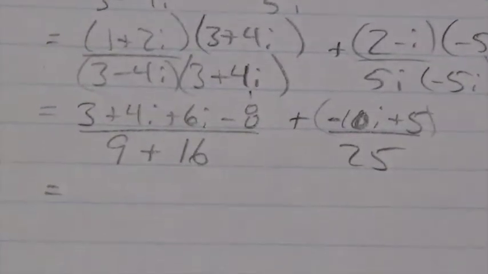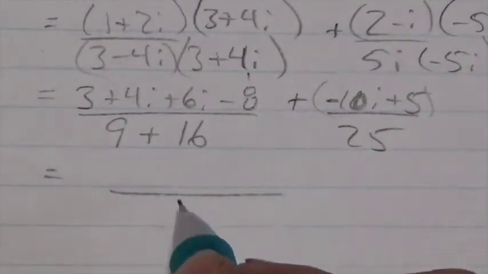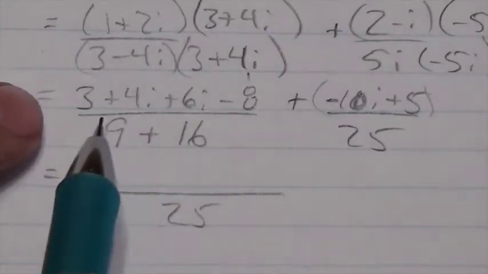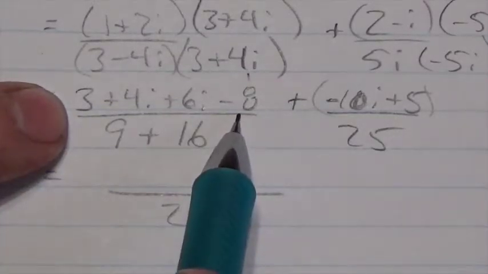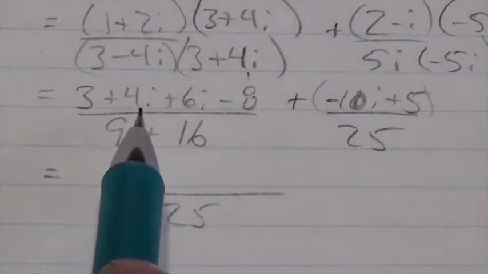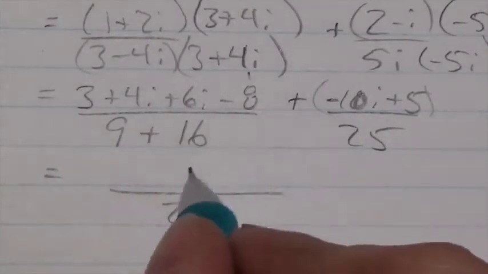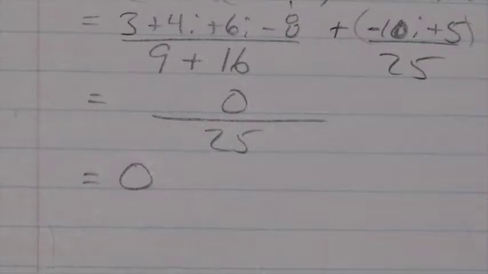Okay? Now, look, the denominator, this is a beautiful question because the denominators are the same. They're both 25. And so I'm going to now just add the numerators together. So my real terms here will be 3 minus 8 is going to be negative 5 plus 5 is 0, which is kind of cool. 4i plus 6i is 10i minus 10i is going to be 0. So the answer to this question here is when all's said and done, that's just going to be 0. Kind of fun.